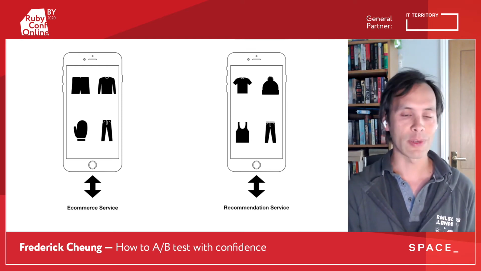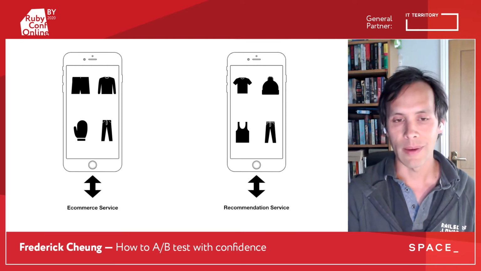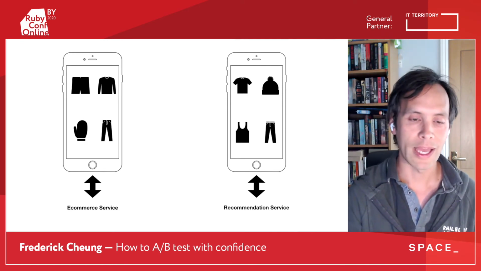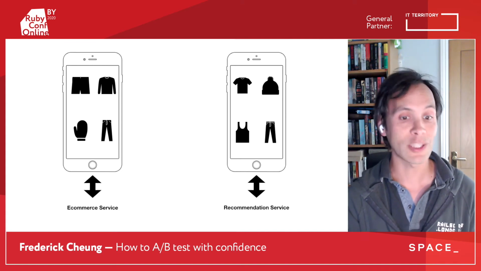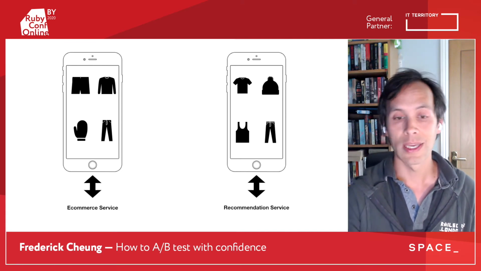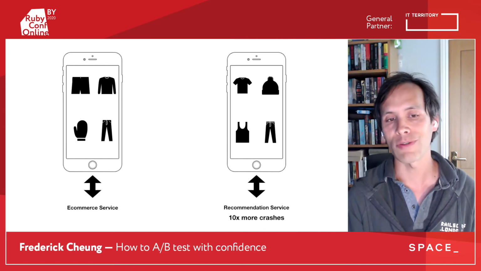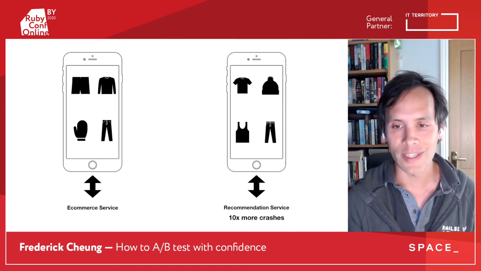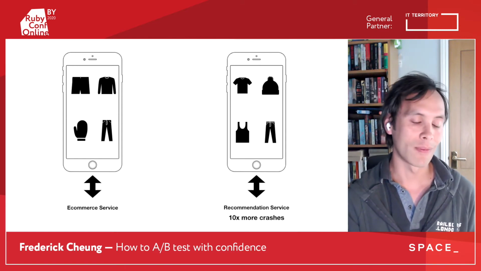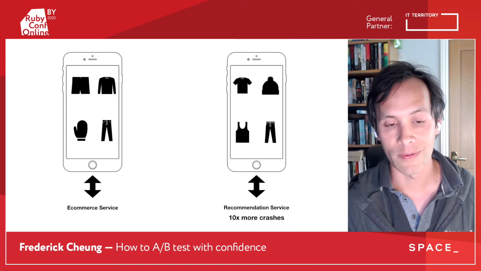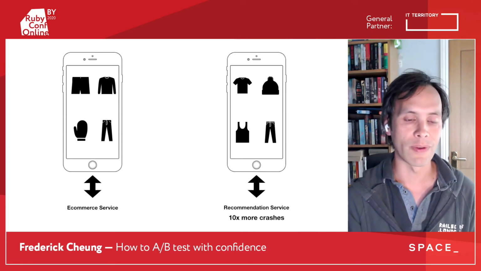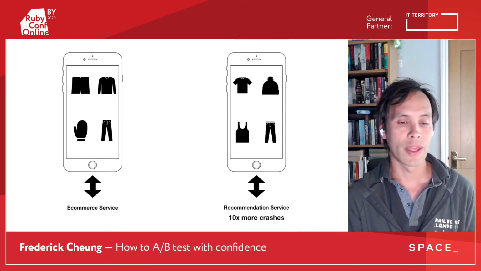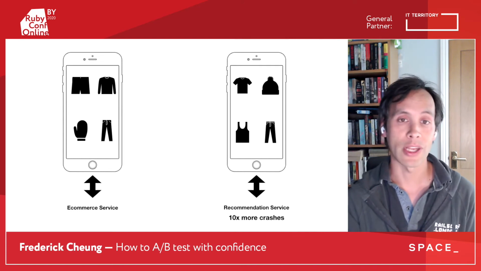Unfortunately, the agency that implemented this test made a mistake in the code that was parsing our API responses. And as well as showing different products because the products came from our recommendation service, this variant also had 10 times as many crashes. It wasn't a huge amount. It was 0.5% of sessions had a crash instead of 0.05%. But still, obviously, it's a very negative experience and has an effect. And we didn't know this until we analyzed the data much later on.